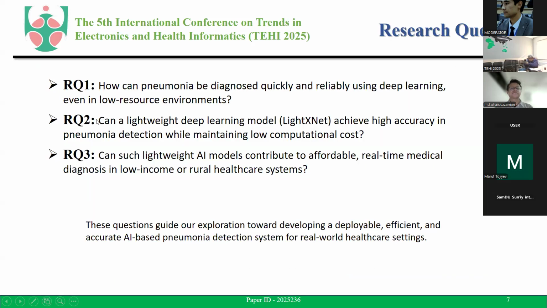Here is the research question. How can pneumonia be diagnosed quickly and reliably using deep learning even in low resource environments? Can a lightweight deep learning model achieve high accuracy in pneumonia detection while maintaining low computational cost? Can such lightweight AI models contribute to affordable real-time medical diagnosis in low-income or rural healthcare systems? These questions guide our exploration towards developing a deployable, efficient, and accurate AI-based pneumonia detection system for real-world healthcare settings.